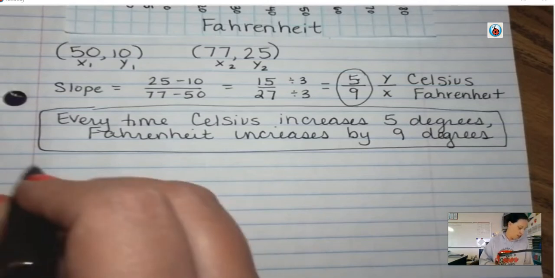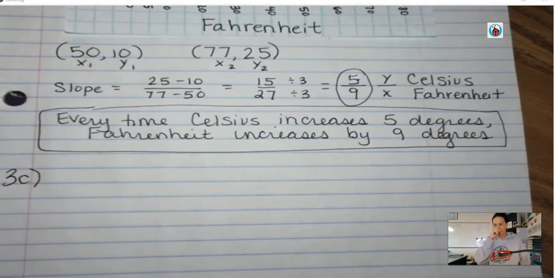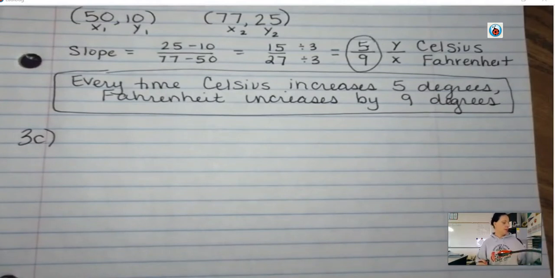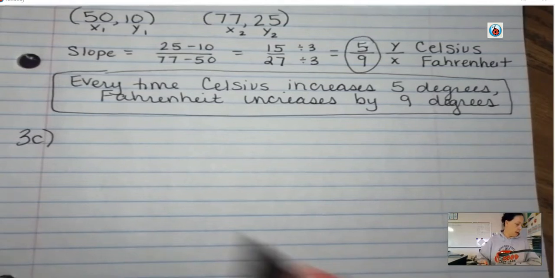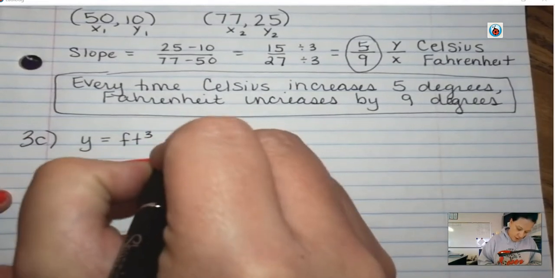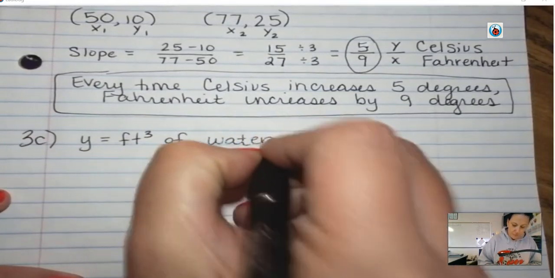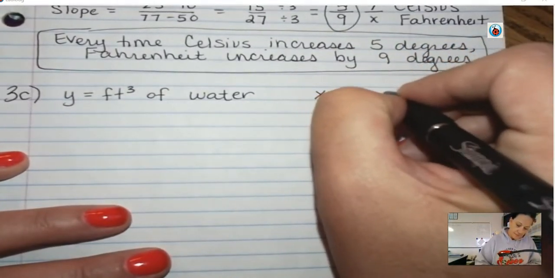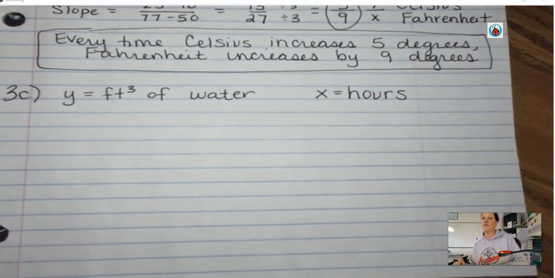Okay, we're going to do one more word problem. I'm going to read the word problem first. The number of cubic feet of water, y, in a reservoir x hours after the water starts flowing into the reservoir is a linear function. The points blank and blank are on the line of the function. In the word problem, y stands for cubic feet of water, and x stands for hours after the reservoir keeps getting filled with water.